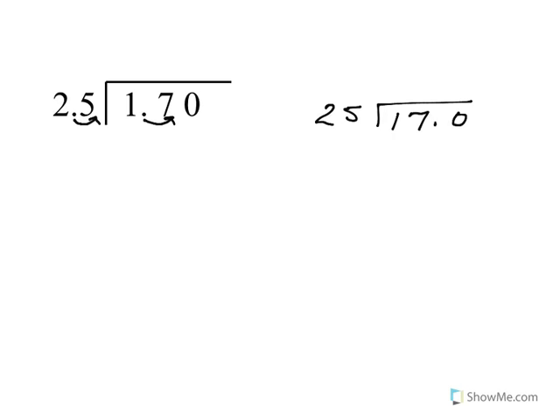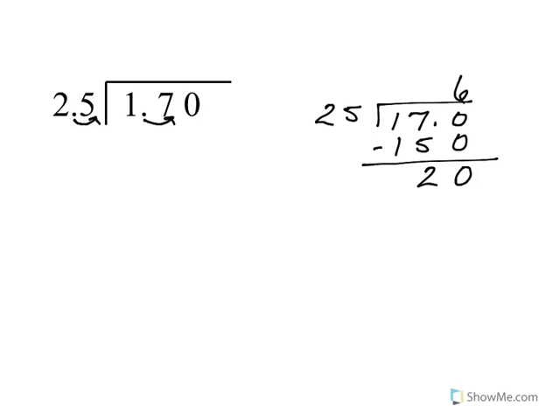Thinking about money, there would be 4 quarters in a dollar. If this were 175, that would be 7, but it's not. So it's going to be 6 times 25. I know when I have 6 quarters, I have $1.50, so that's 150. 6 times 25 is 150. I'm going to subtract, and I have 20 left. 20 is less than 25, so we're good.